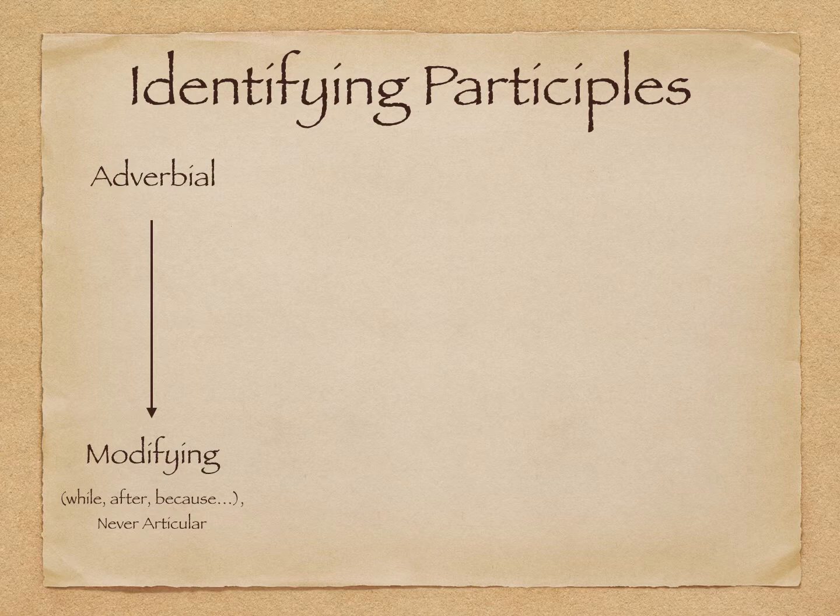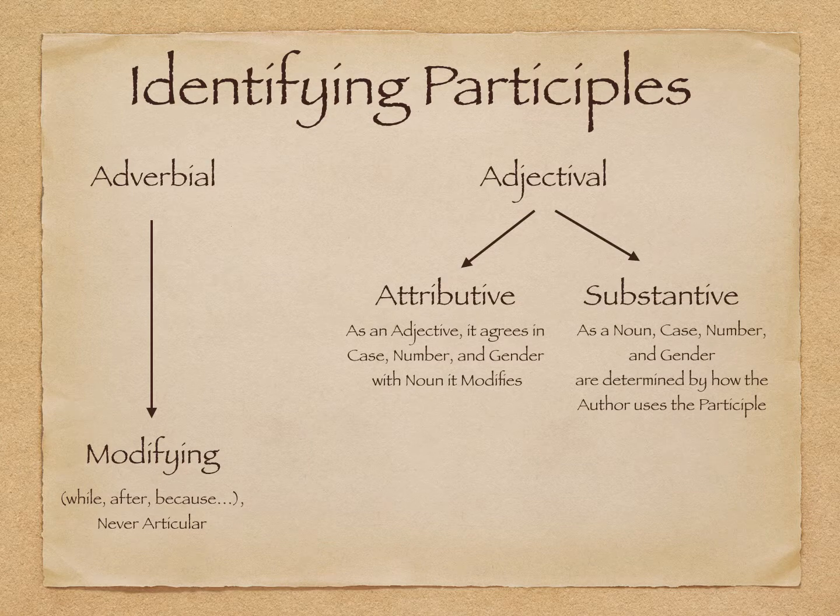But articular participles are never adverbial. Anarthrous, possibly. Articular, never. So that's review. So now let's move on a bit. Adjectival participles. Adjectival participles can be attributive or substantive. If they are attributive, they act as an adjective describing an attribute of the noun they modify.